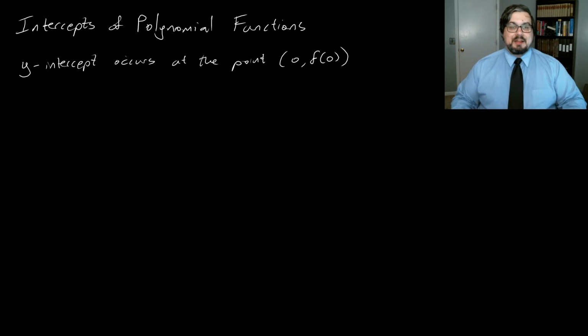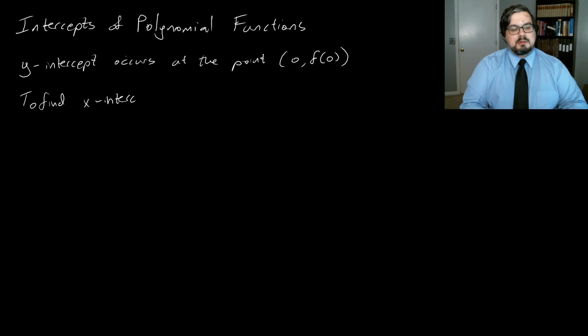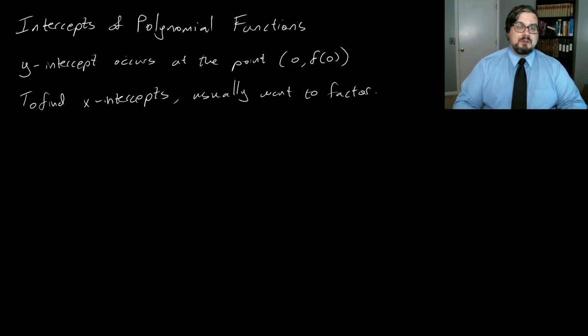So let's move on from there to x-intercepts. To find the x-intercepts, we usually want to factor. Now we're talking about polynomial functions here, so functions where you can write down the formula for f as a polynomial. Now polynomials will often factor, and when we can factor it, that will tell us the zeros of the function, or the x-intercepts, because of the following.